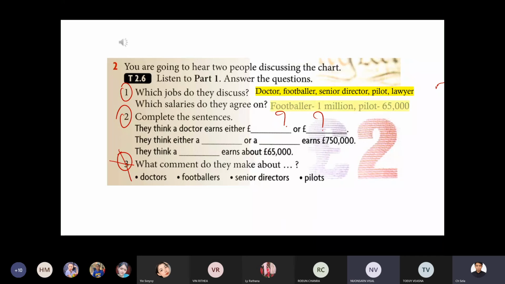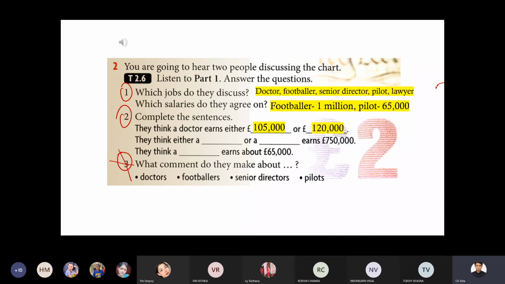£105,000. Okay, footballer 1,000,000 and pilot 65,000. Okay, number two. Complete the sentences. They think a doctor earn how much? 105,000. Yeah, 105,000 pounds. £120,000. Okay, very good.